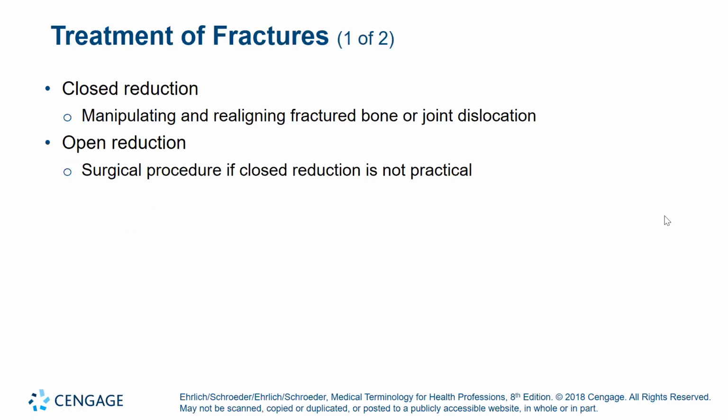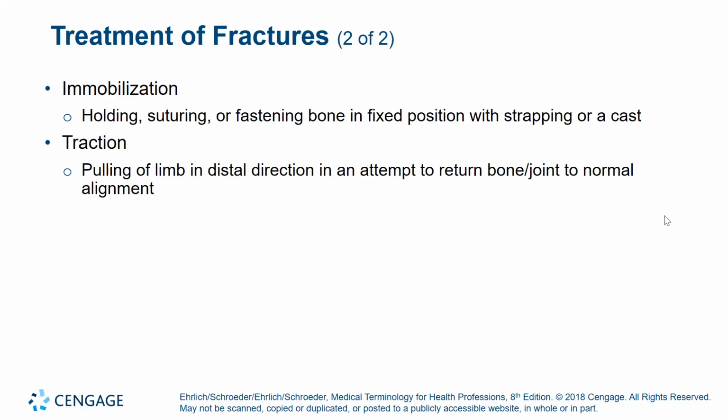So treatment of fractures, they can have a closed reduction, where they're manipulating and realigning a fractured bone or joint dislocation. They can have an open reduction. This is a surgical procedure. If closed reduction is not practical, then we'll go ahead and do the open reduction. Immobilization, holding or fastening a bone in a fixed position with strapping or a cast.